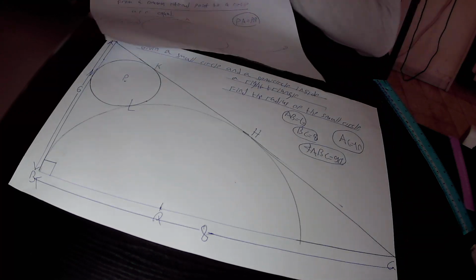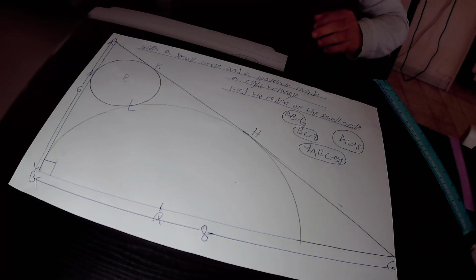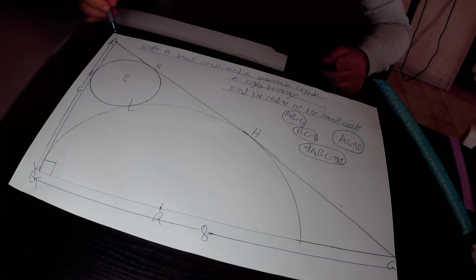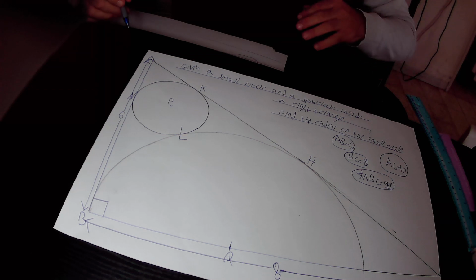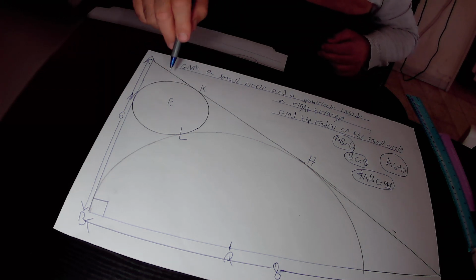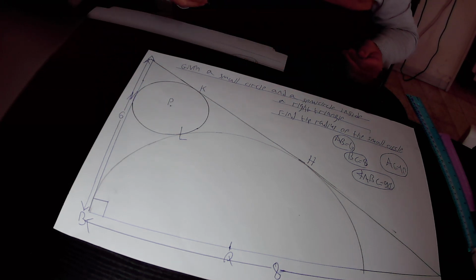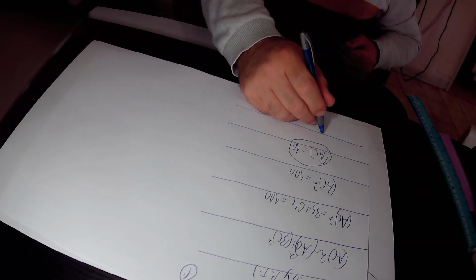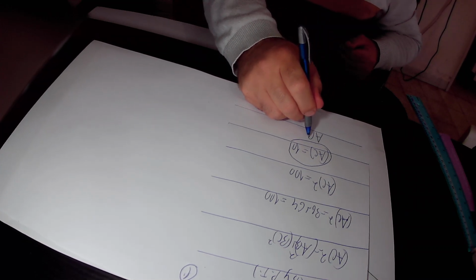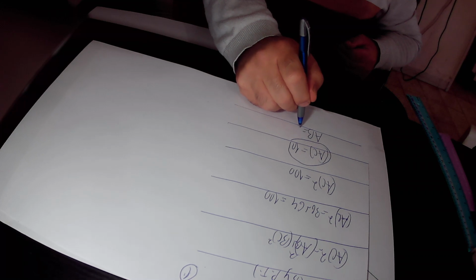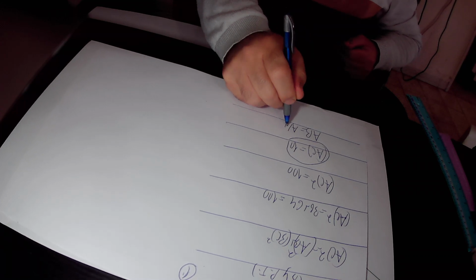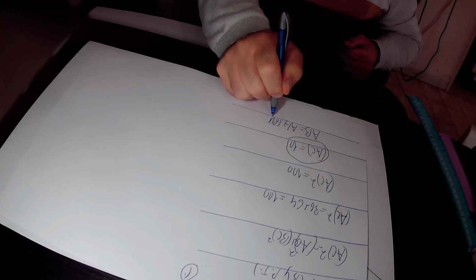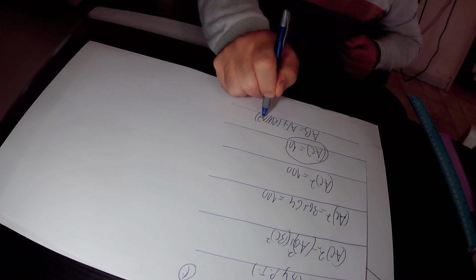We can actually implement all two in our drawing, because we have this common point A. From this common point A, we have two tangents to this big semicircle. We have tangent AB and tangent AH. And according to all two, they are equal to each other. So according to all two, the length of tangent AB is equal to the length of tangent AH.